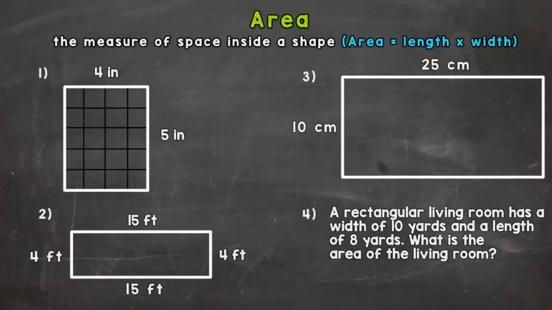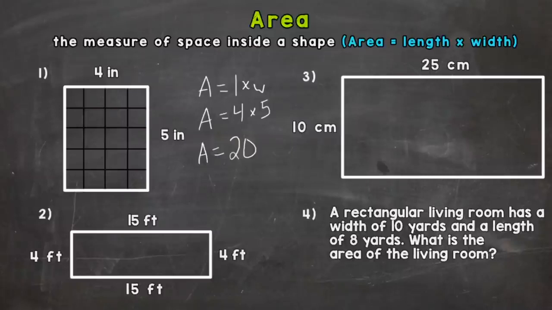So the first thing we need to do in our calculating area problem here, we write out our formula. So area equals length times width. Next, we need to plug in our length and width. I'm going to use the 4 inches for the length and the 5 inches for the width. Now, if you flip those and you use 5 for the length and 4 for the width, that's fine. You'll get the same answer either way. So after we plug in, we solve in order to calculate the area. So 4 times 5 gives us 20.